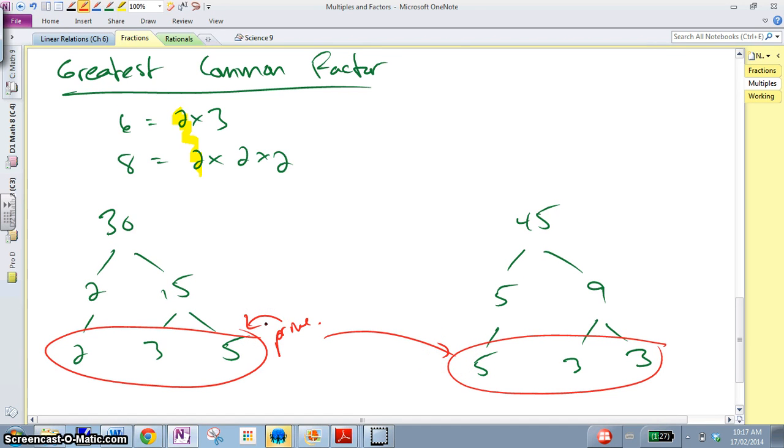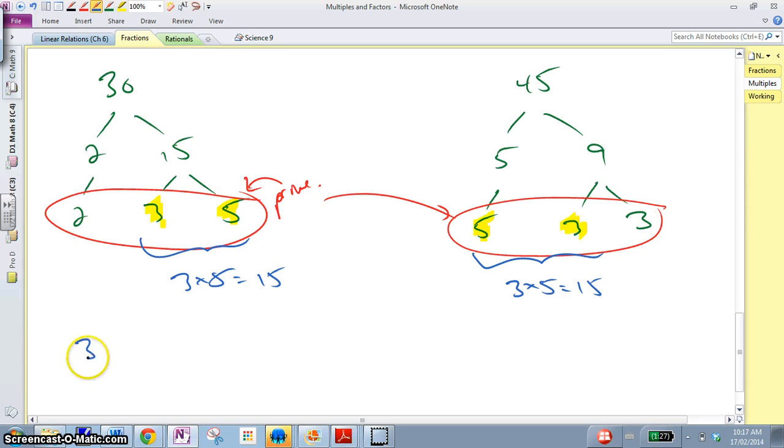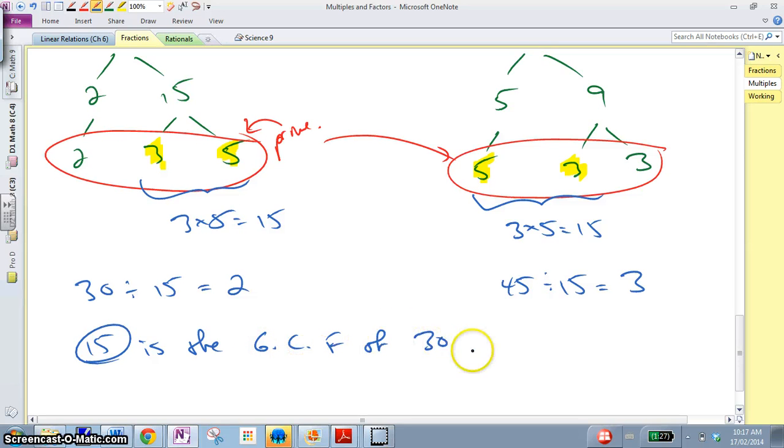Now if I want the greatest common factor, I might look at this and think that it's just 5. But if I keep looking, they actually both have 3's in there as well. And you might have seen this already, but now I can pull these pieces out. 3 times 5 is 15. So maybe 15 is a factor of 30 and 45. So if I try it, well, yeah, that works. 30 divided by 15 is 2. And 45 divided by 15 equals 3. So 15 is the greatest common factor of 30 and 45.